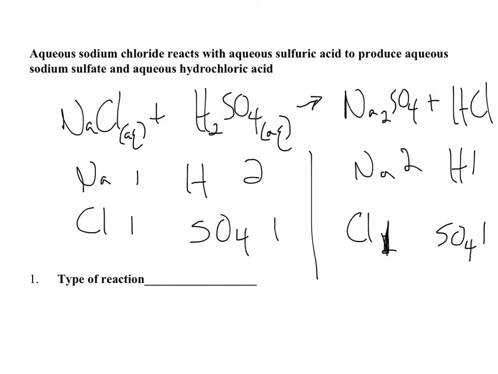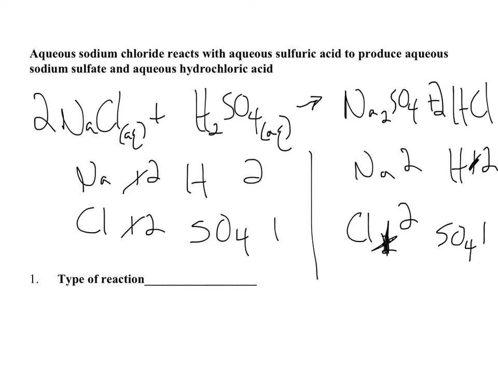So the only ones that are off are the sodium and the hydrogen. If I put a 2 in front of the sodium chloride over here, that gives me 2 sodiums, also gives me 2 chlorides. And then to balance it, if I put a 2 in front of the HCl, the hydrochloric acid, it gives me 2 hydrogens and now 2 chlorides. So that's balanced.